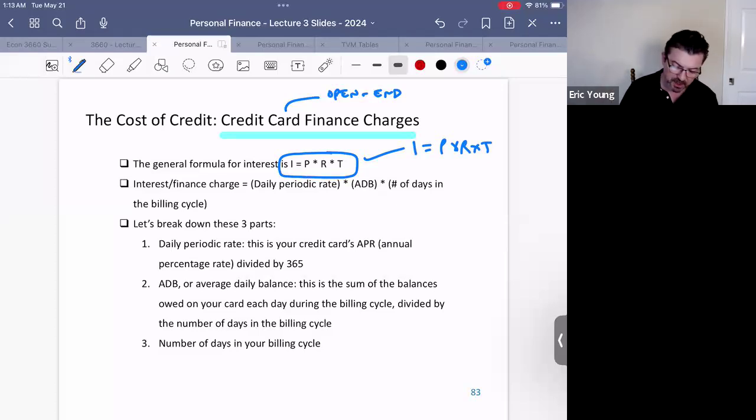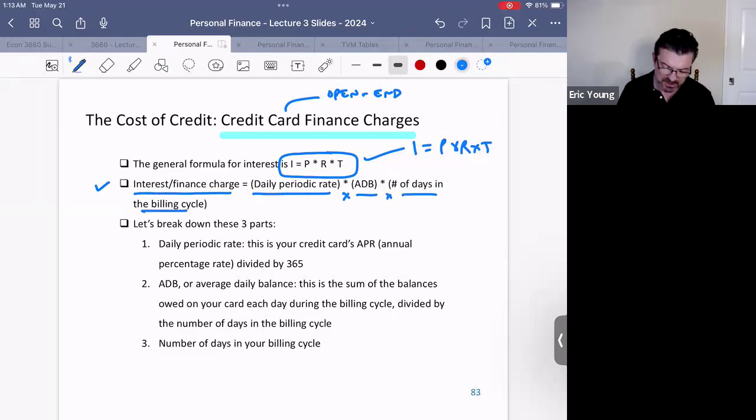When it comes to a credit card, it's a little bit of an extension of it, and it's this. The interest or finance charge that you pay is equal to your daily periodic rate times your ADB times the number of days in the cycle.